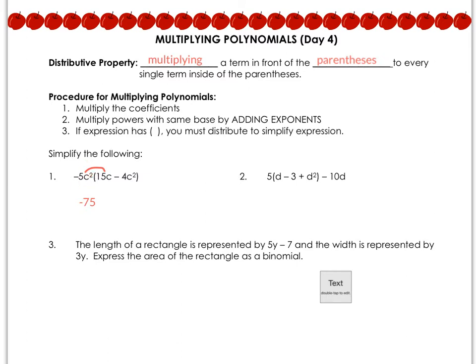The c squared is being multiplied by this c. So same base, we're going to add the exponents. 2 plus the 1. 2 plus 1 gives us 3. So we write that as c to the third power. So that's just the first one.